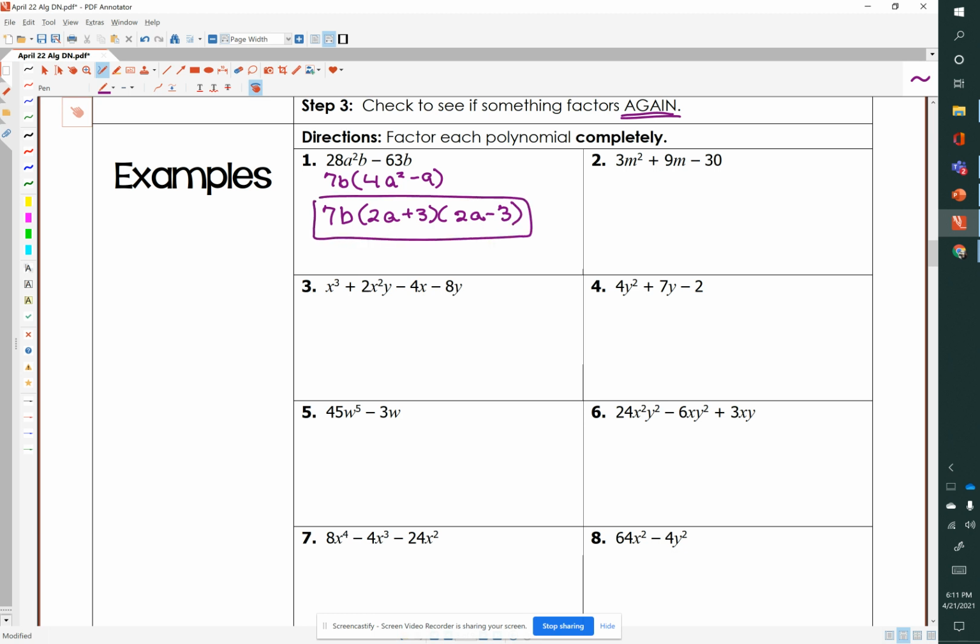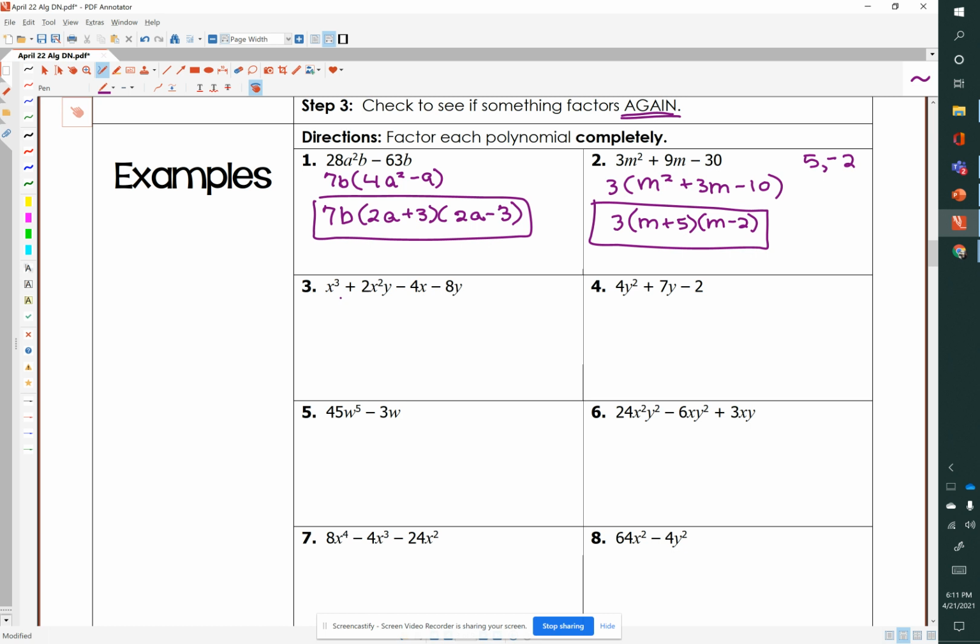Number 2, let's factor out a 3, which gives us m squared plus 3m minus 10. And we need two numbers that add to 3 and multiply to negative 10. So that will be a positive and a negative. And if we have positive 5 and negative 2, that'll get us there. So our final answer will be 3 times m plus 5 times m minus 2.